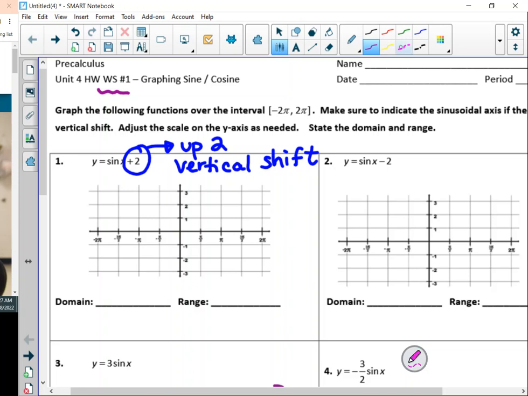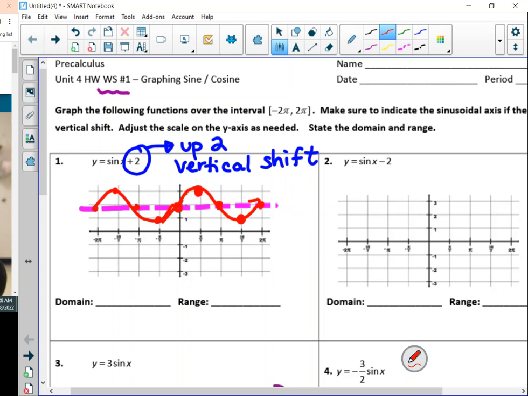So I would most likely move my baseline up. Remember the x-axis, I like to call that the baseline for the sine curve and the cosine curve because it's sort of like home base for the curve. So if I move the baseline up 2 and I build my curve around that new baseline, and I can go kind of backwards too and get the backwards part, that'll work.